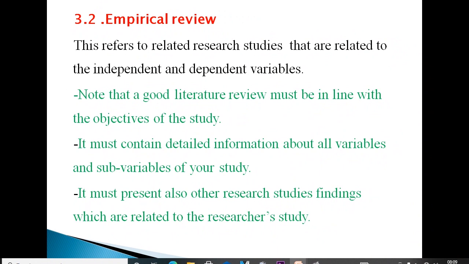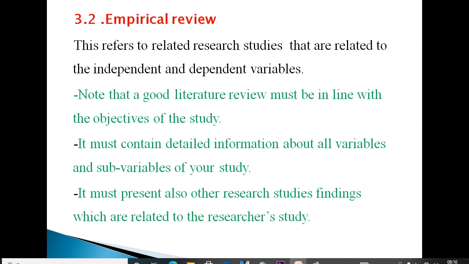This refers to related research studies that are related to the independent and the dependent variables. So note that a good literature review must be in line with the objective of the study. It must contain detailed information about all variables and the sub-variables of your study. It must also present other research studies' findings which are related to the researcher's study.